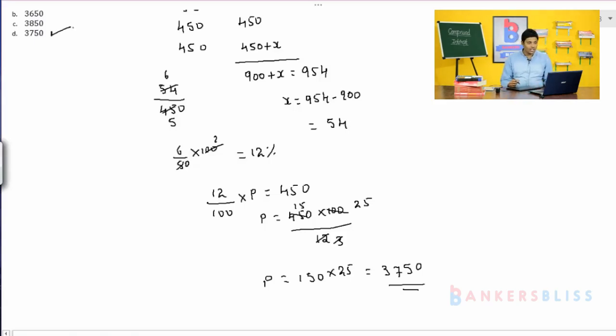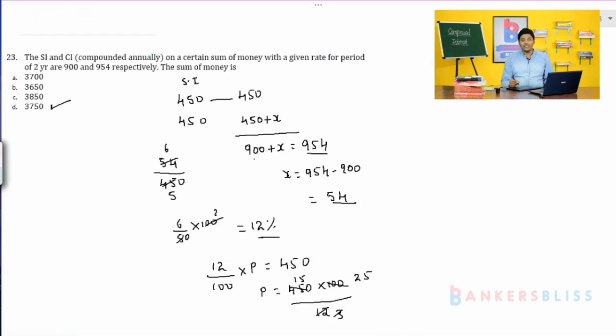See, very simple technique, with the help of the concept we have solved. So 450 for the 2 years, altogether they got 900 under simple interest. In compound interest, the first year amount will be the same. Second year 450 plus an extra amount. So altogether 900 plus the extra amount. So 954 is the total amount. That extra amount will be 54. So how much percentage does it form? It forms 12 percent. So 12% of the principal amount is 450. This data we already know. Based on this, we have calculated the principal amount, that is 3750. So option D is the right answer.